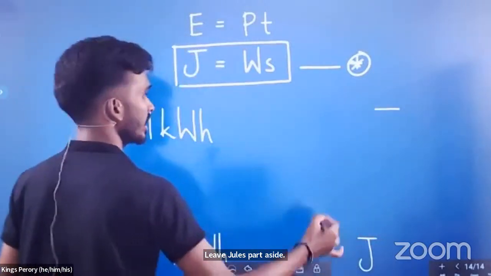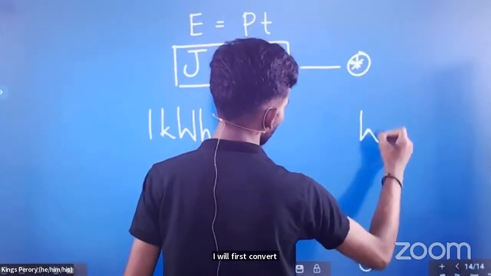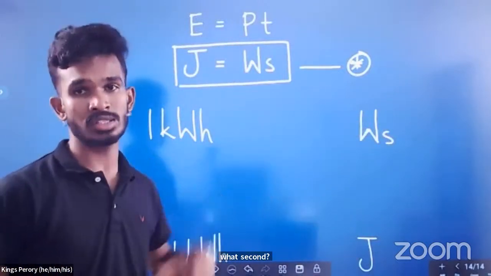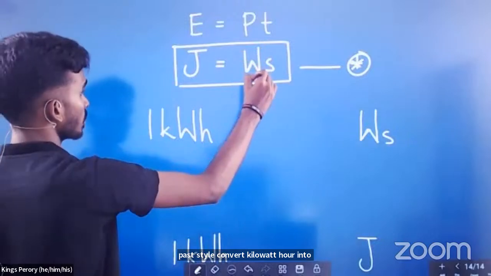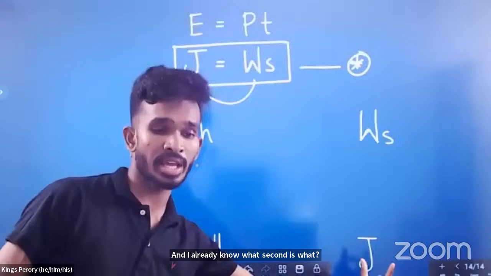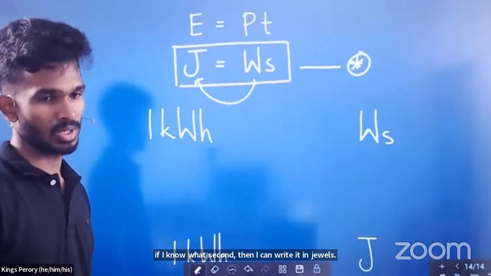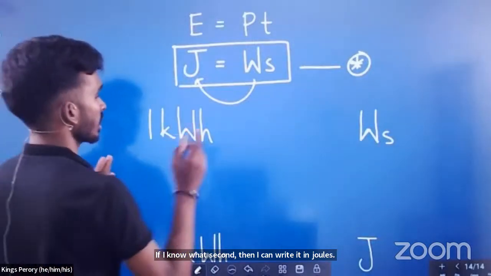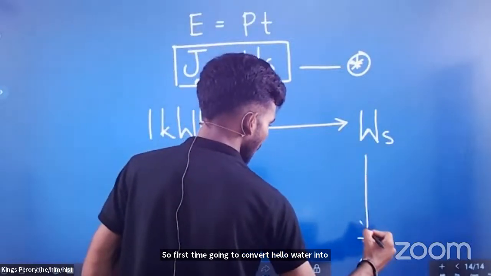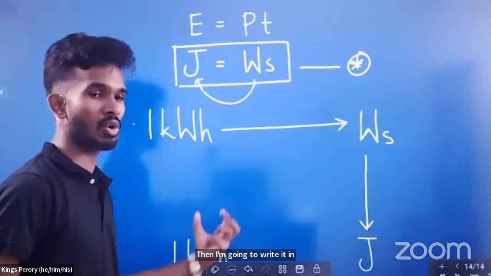I will first convert kilowatt hour into watt second. And I already know watt second is joules. If I know watt second, then I can write it in joules. So first I am going to convert kilowatt hour into watt second, then write it in joules. That's how I'm going to find the relationship between kilowatt hour and joules.